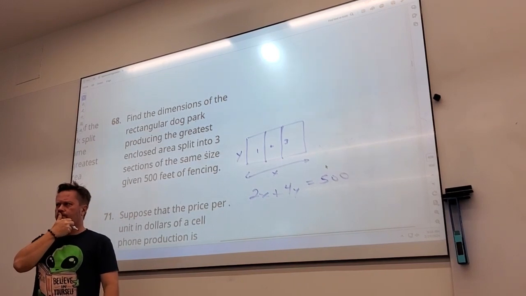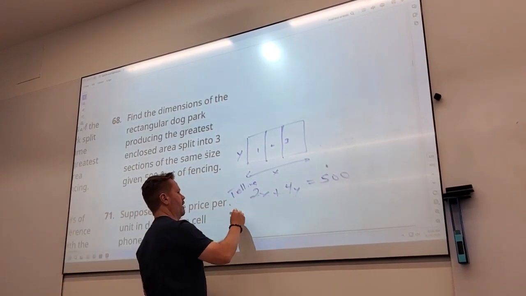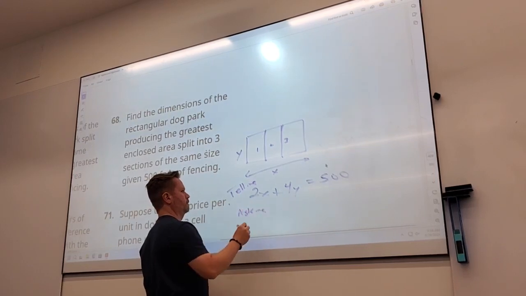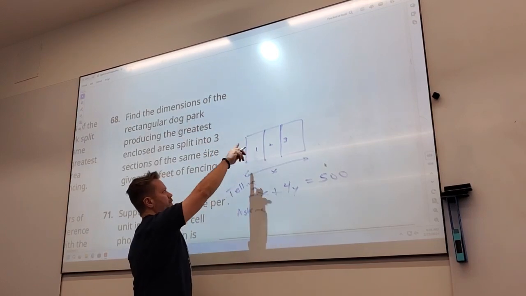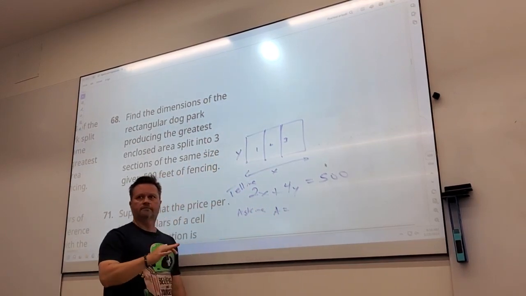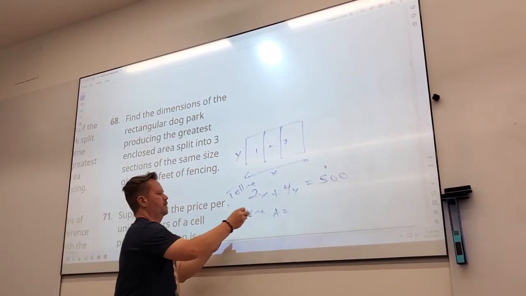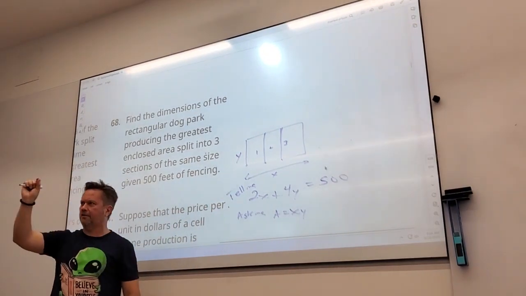Okay. This is what they tell me. What do they ask me? You get the maximum area. Maximum area. What's the area of this? Don't overthink it. X times Y. And you could argue the fence takes up some of it, but we're going to assume it's really thin fence.